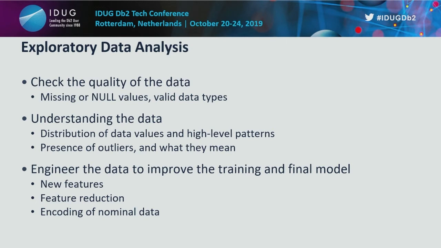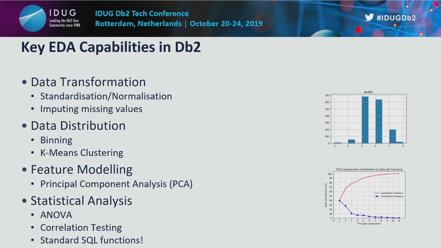What are the distributions of my data? Are they distributed in a normal Gaussian distribution? Are they some kind of strange distribution? Do they have no distribution at all? Do they look random? We can also look at engineering new features as well. We can maybe combine features that are of interest. So those are some of the tasks in EDA. But DB2 does some of these as well. And this is where we start getting to what can DB2 bring to the picture.